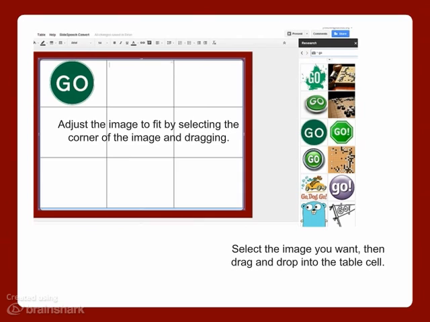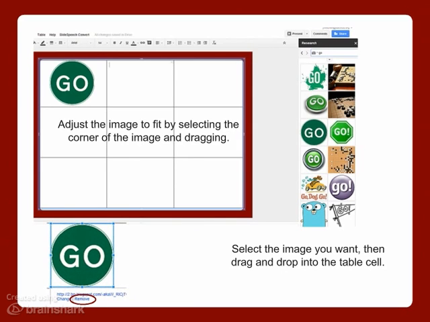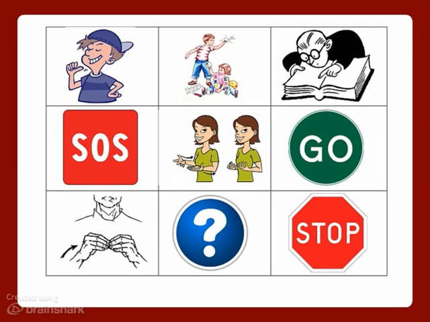When you have decided on an image that you would like to use, select the image, then drag and place it into the table cell. You can change the size of the image by selecting a corner and dragging. This is a good time to decide if you want to remove the hyperlink. To remove the hyperlink, select the image, then click on Remove. Continue finding pictures for your board until you have it completed.